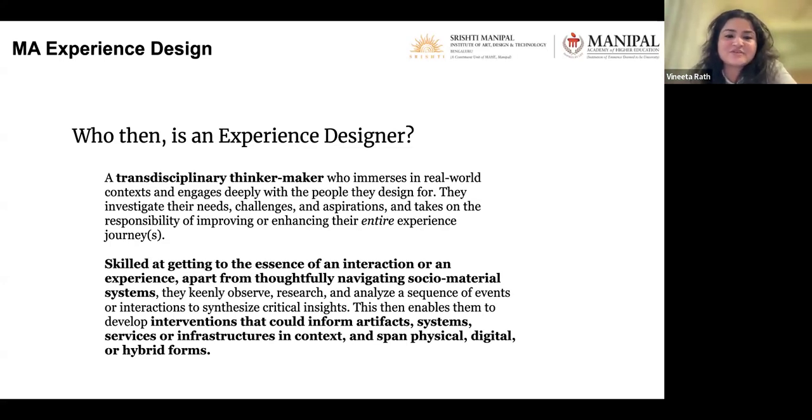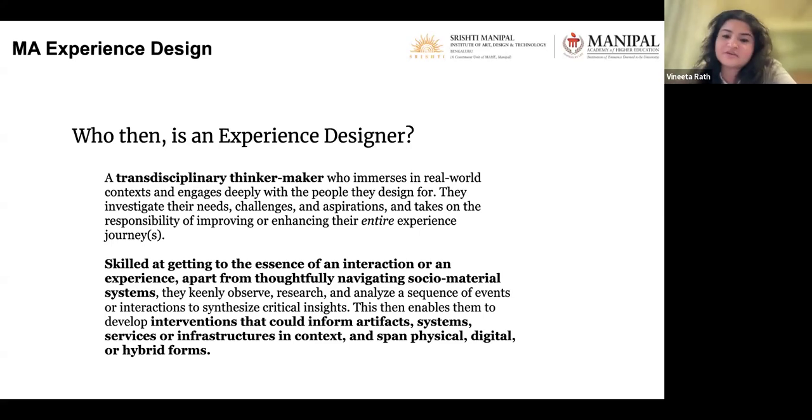So essentially what we are trying to build is towards people who can inform upcoming technologies, and how do they really do that? So the goal is to have people who are skilled with getting to the essence of what's an interaction or what's an experience. And then what they build is also a combination of things.